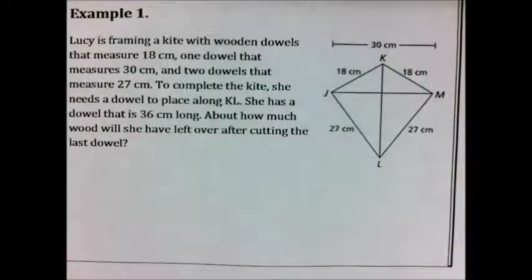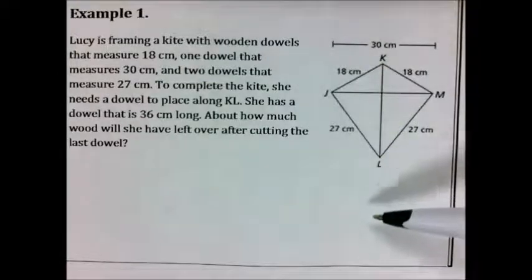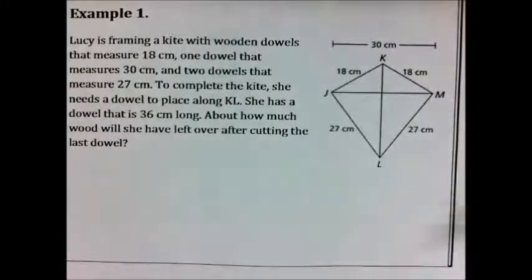To complete the kite, she needs a dowel to place along KL. We need another dowel to place in this length right here. And she has a dowel that is 36 centimeters long. About how much wood will she have left over after cutting the last dowel? So we want to see how long this needs to be. If we have a 36 centimeter long dowel, how much do we need to cut off of that dowel?